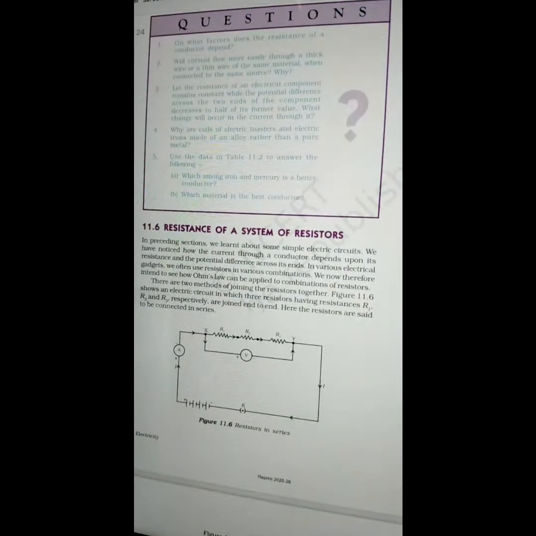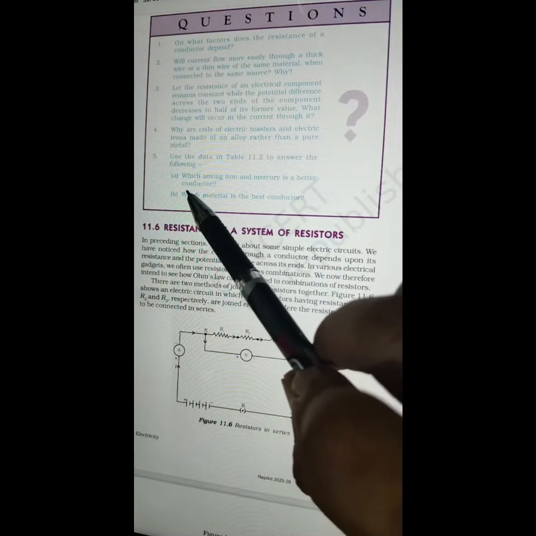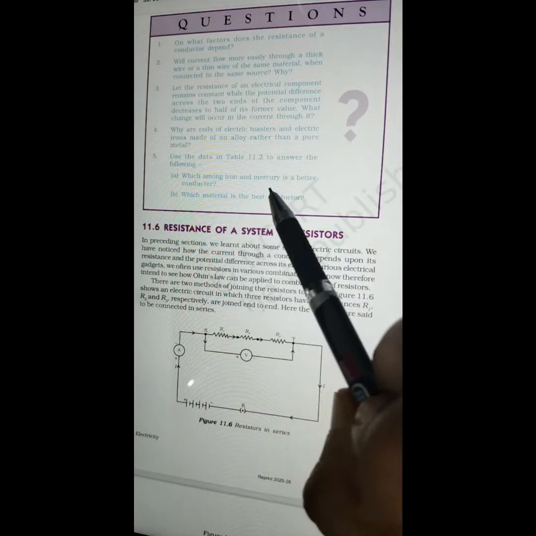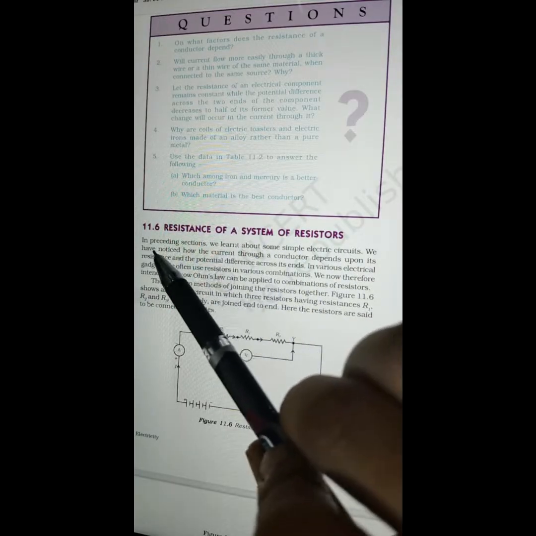Five, use the data in table 11.2 to answer the following. A, which among iron and mercury is a better conductor? B, which material is the best conductor?